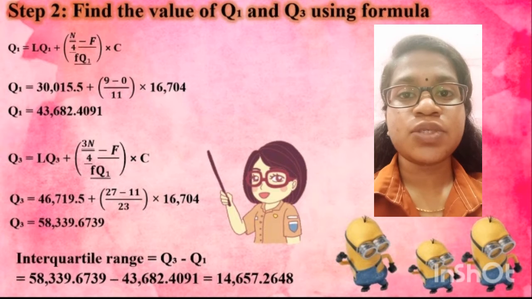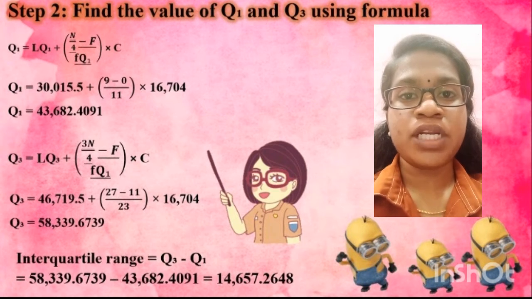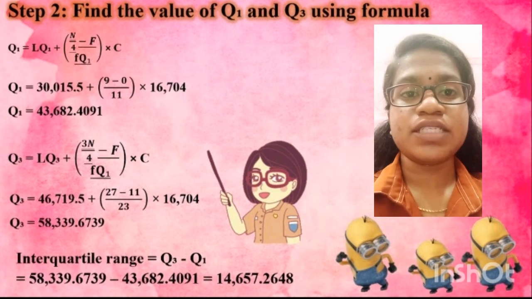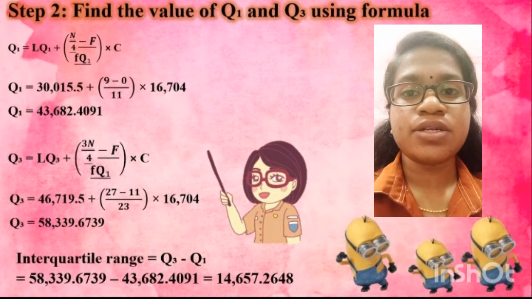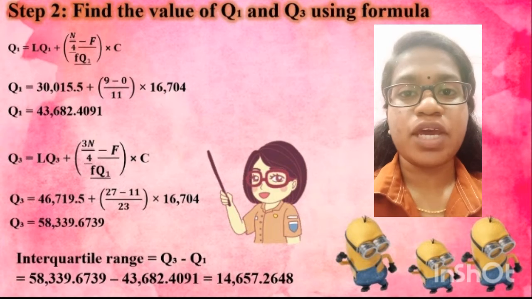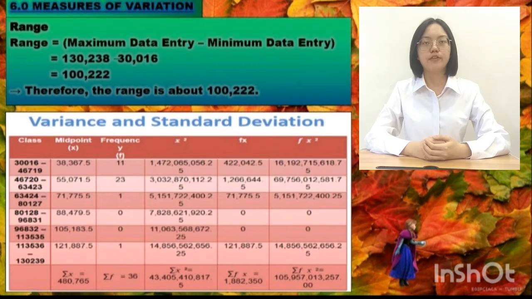The value of first quartile is 43,682.4091 and the value of third quartile is 58,339.6739. Finally, I found the interquartile range, which is third quartile minus first quartile. Therefore, the interquartile range is 14,657.2648.